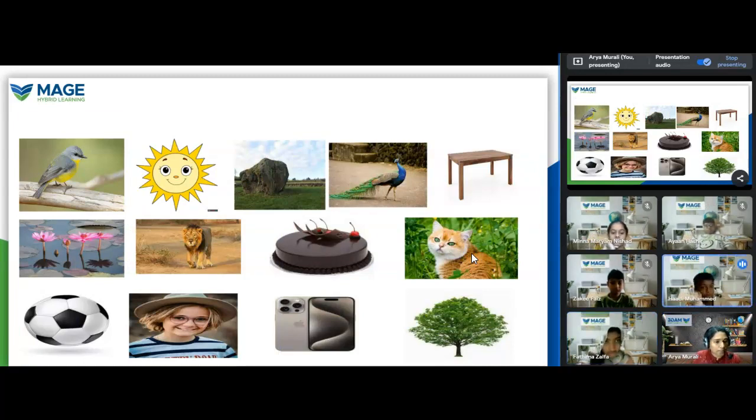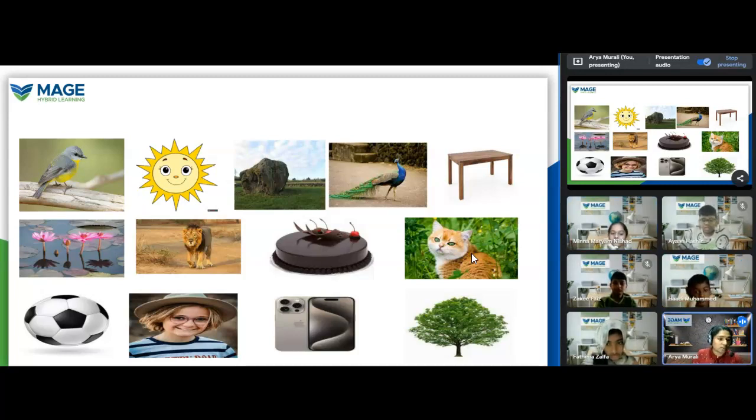You can see a bird, a sun, a rock, a peacock, a table, a sunflower, a lion, a cake, a cat, a football, an apple, a phone, and a tree. Very good. So you can see so many images here, right? So it is your activity.